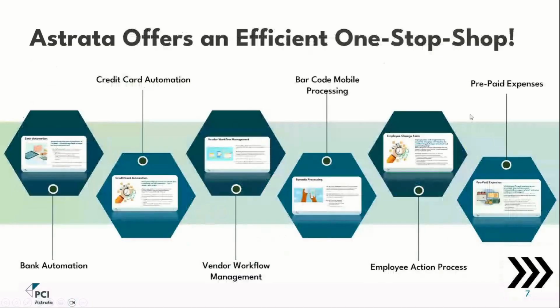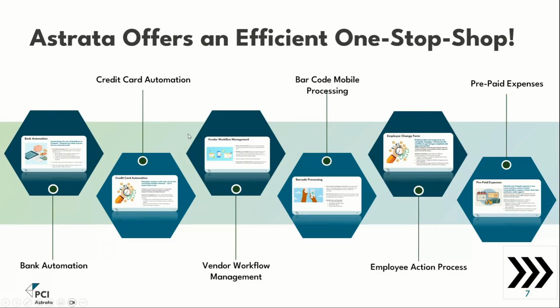So the areas we focused on first were credit cards and banks. You could see those on the right. We added a vendor workflow and management, so allowing you to invite vendors to your systems and collect data from them, which includes invoice automation, so that will eliminate some of the fraud AP that gets processed today. We have our barcode mobile processing for manufacturers. We recently added an employee action process, so things like salary changes, status changes, project changes, and then we have a prepaid expenses module as well. So those are the areas.